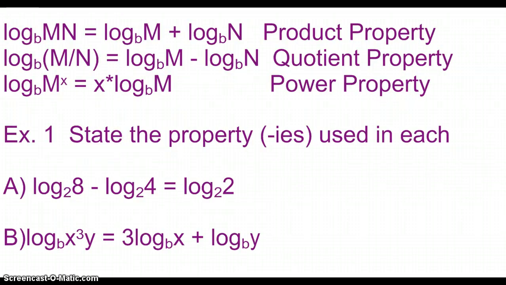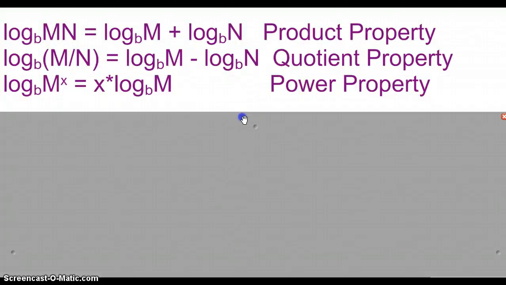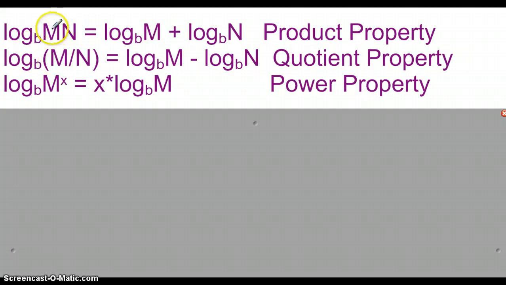First of all, there are three properties I really want you to pay attention to, these three that are on the top. So mn is really m times n. That's what it means when they sit together. So if you have two things that are multiplied together here, I can separate them with a plus sign, putting m and n separately. That is considered the product property.